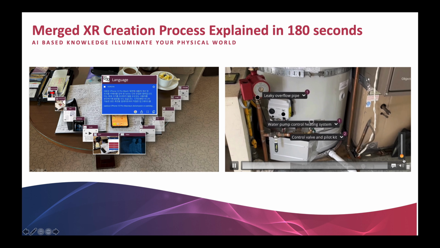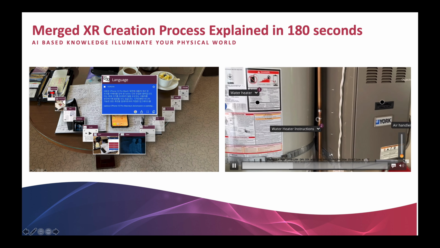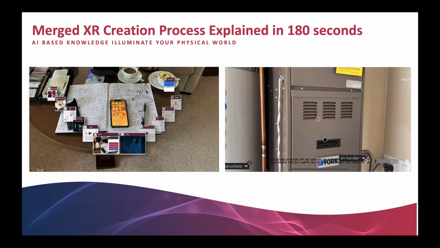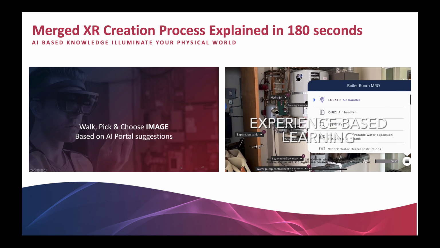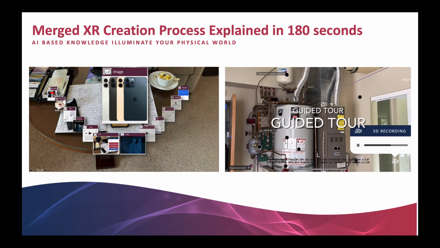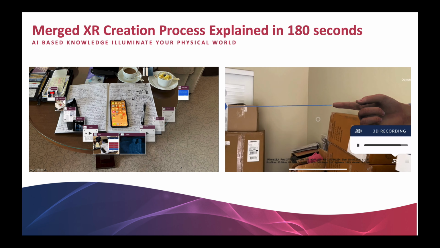So that's called a proximity alert. So when you walk in the physical world, the system, Merged XR, senses where you are physically. And if you go too close to a hot pipe or something that can be flammable, it gives you a warning.